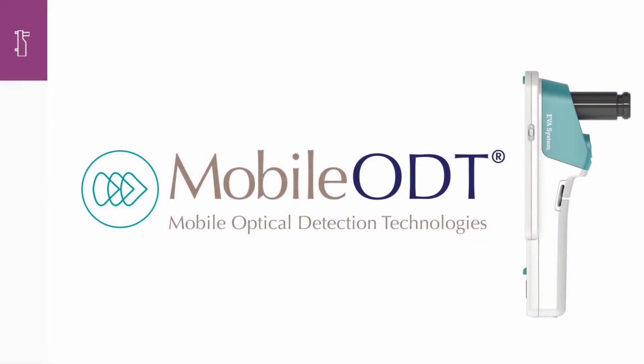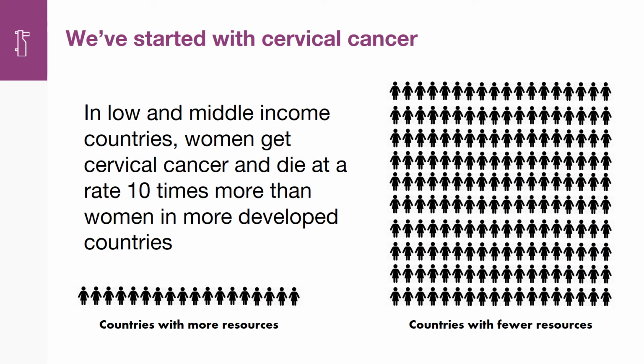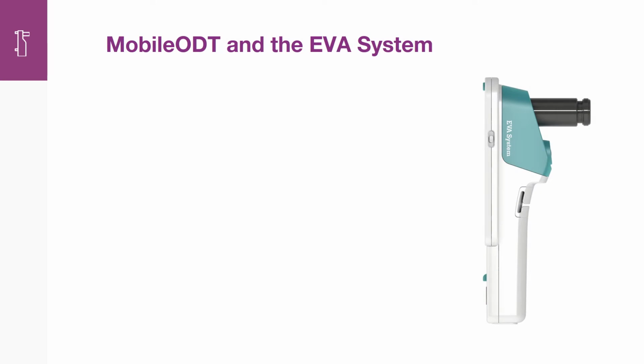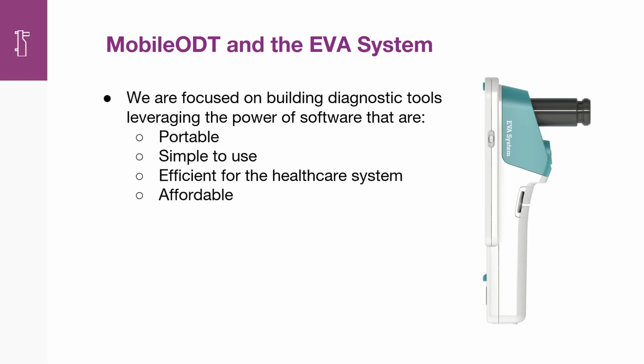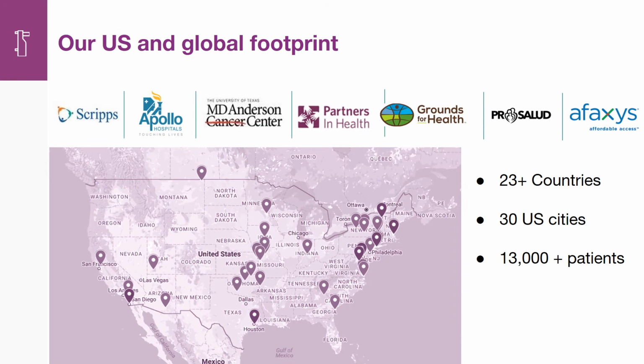MobileODT stands for Optical Detection Technologies, and our goal as a company is to provide access to care to low-resource settings. That can be either geographical or clinical. We started in cervical cancer, which is a major cause of death for women in low-resource settings, both in the United States and abroad. In fact, it is the leading cause of death for women in many areas around the world. To that end, we developed the Enhanced Visual Assessment System, a portable, smart, easy-to-use, and affordable tool for enhanced visual examinations. The EVA system is currently used in more than 23 countries around the world, and we have so far screened over 13,000 patients.